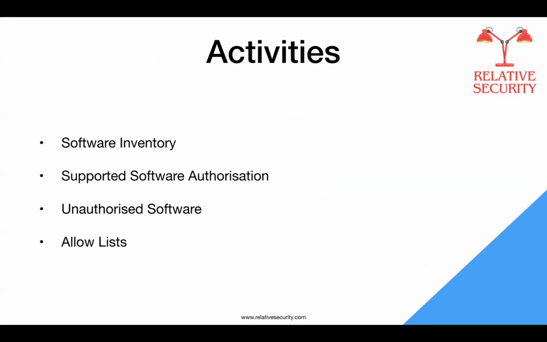So what do we do to make sure that this control is implemented within the enterprise? The first thing that we have to use is the allow lists. Software inventory, we have already discussed that it should be up to date. Second is the supported software authorization.